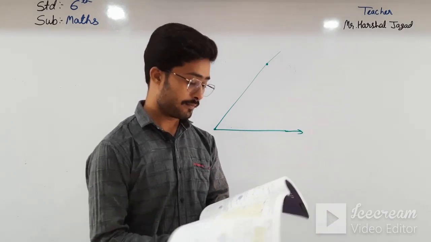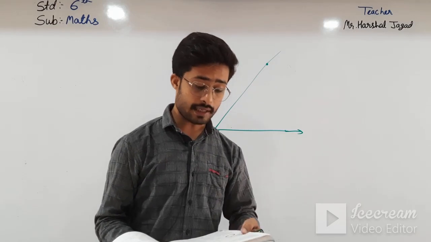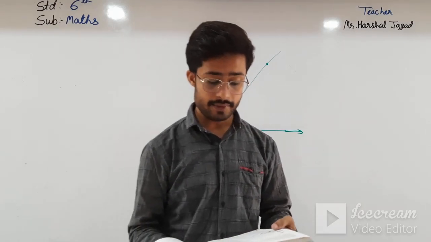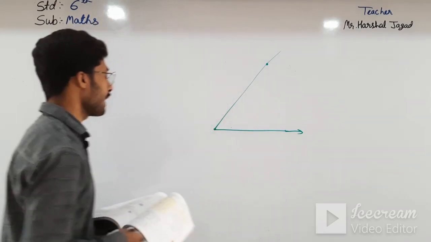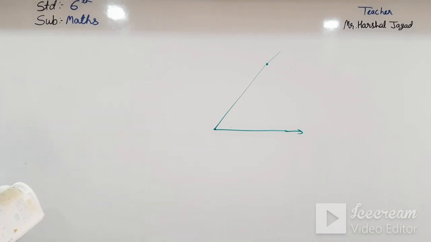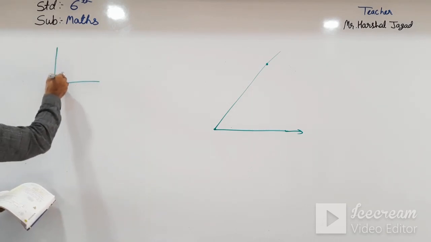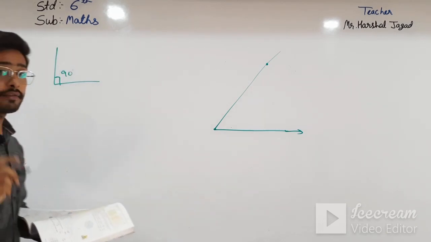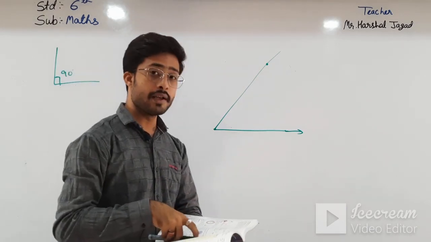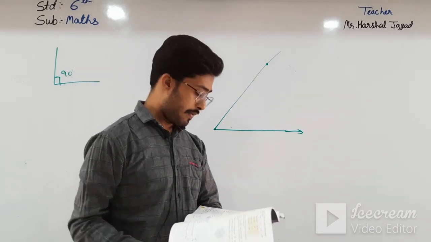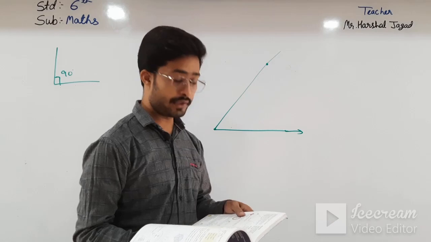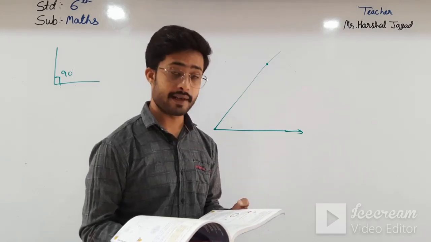Moving further, see here, now the types of angles are there. Right angle means this is the right angle. This is the right angle which has a 90 degree angle. The definition can be asked, students. You have to read that. See here, an angle of magnitude exactly 90 degree is called a right angle.